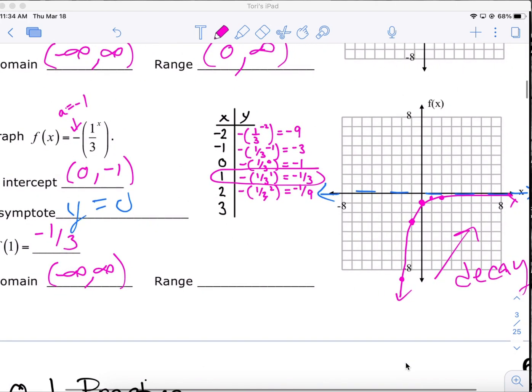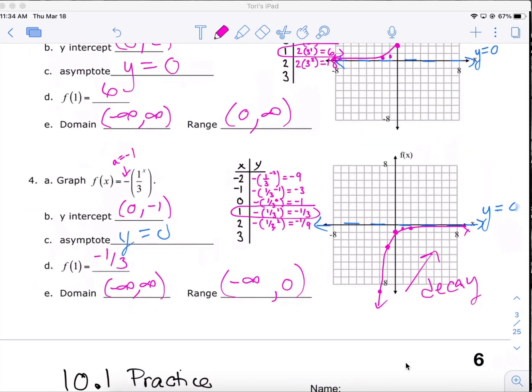But this time our range changes. I am below the asymptote. So 0 is the highest I can go. -infinity is the lowest. Again, there are no brackets when we're looking at these. So make sure you use all parentheses for domain and range. That is the end of our 10.1 notes. If you missed anything, please rewind.